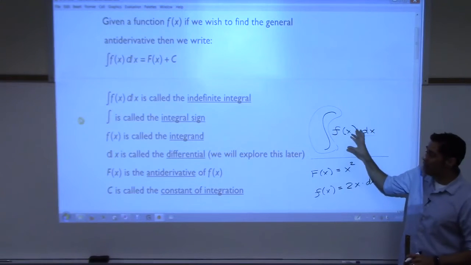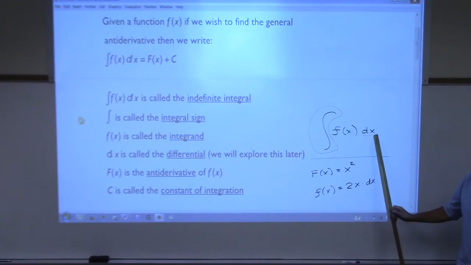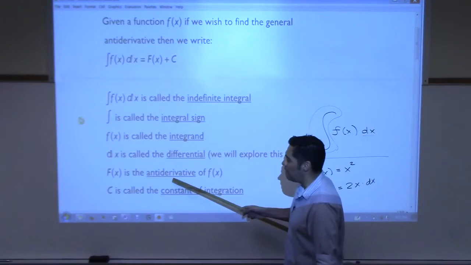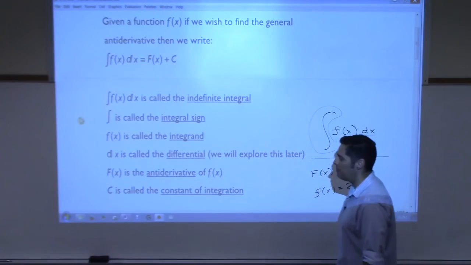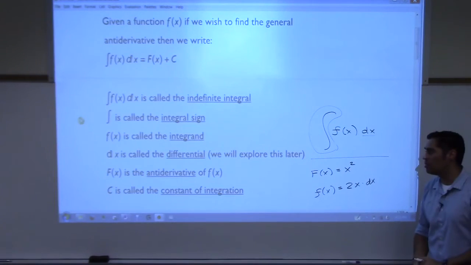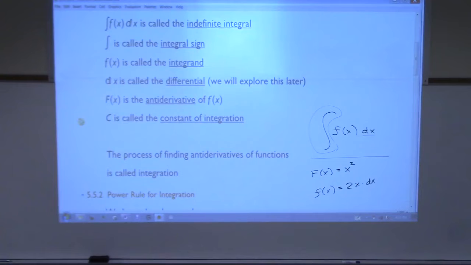of where we're headed, this is vital for us to be able to keep track of our variables. So it's called the differential. The actual antiderivative, right? We already named that. That's called the antiderivative, capital F. And that c that we keep on getting every time, plus c, plus c, plus c, is called the constant of integration. And all of this stuff that we're doing, trying to find antiderivatives, is called integration.